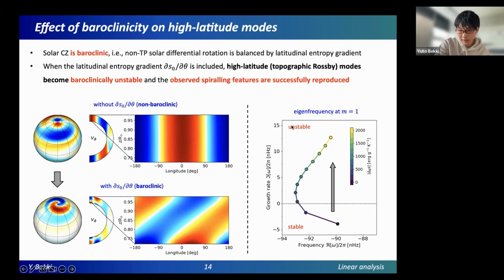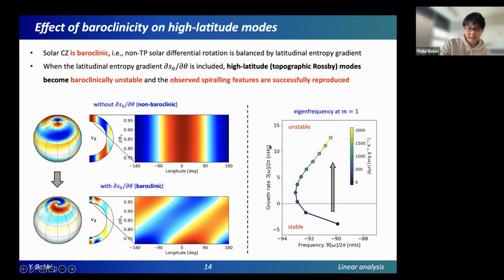Here is the eigenfrequency of the m=1 mode as a function of frequency and growth rate, and the mode is stable. But as the dS/dθ term is increased, we see that the mode becomes more and more unstable, even though the background stratification is convectively neutral. That's why we sometimes call them baroclinically unstable modes, or baroclinic modes in short.